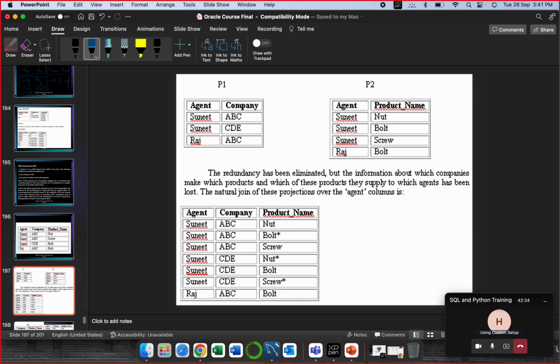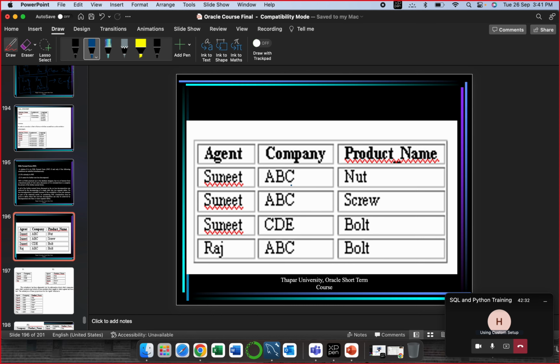There is no repeated value in this combination. The redundancy is something where the values are repeated, but the information about which companies make which product is lost. Now over here I get to know from this table that company ABC manufactures nuts, screws, and bolts, and CDE sells only bolts.